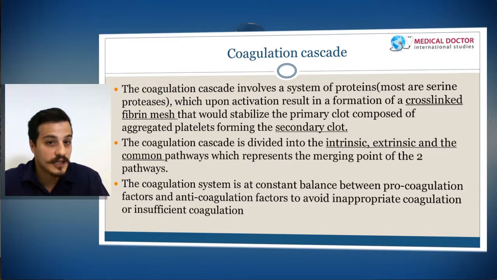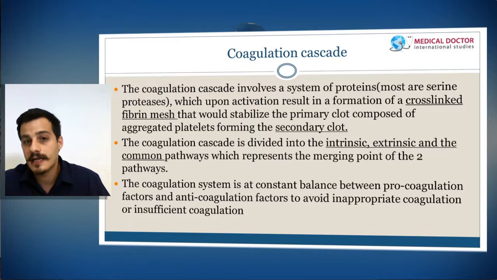So what is the coagulation cascade itself? Well, we've already talked about the development of the primary platelet plug, which has more to do with the actual platelets. The coagulation cascade is more used for secondary hemostasis and basically stabilizing the primary platelet-derived clot.